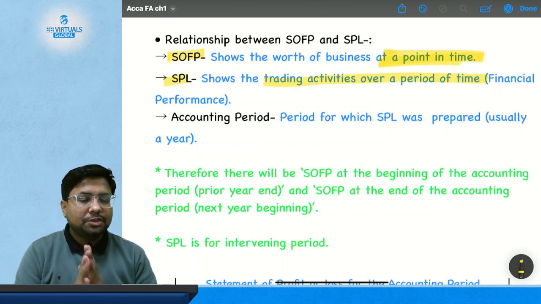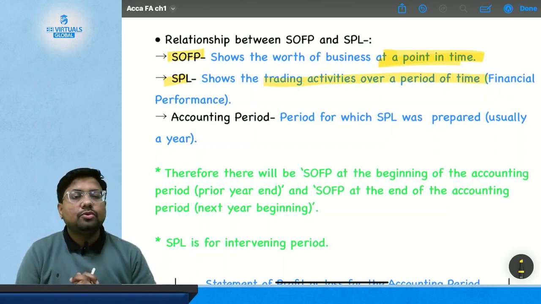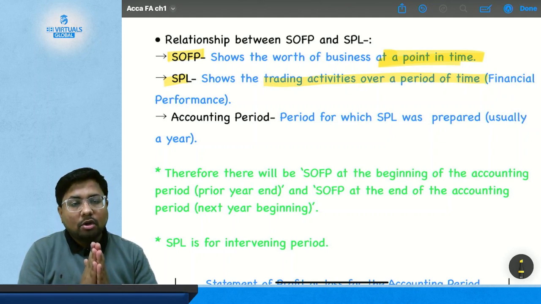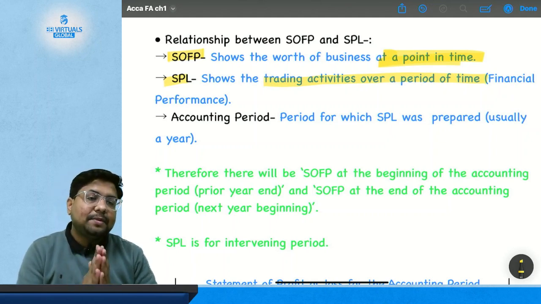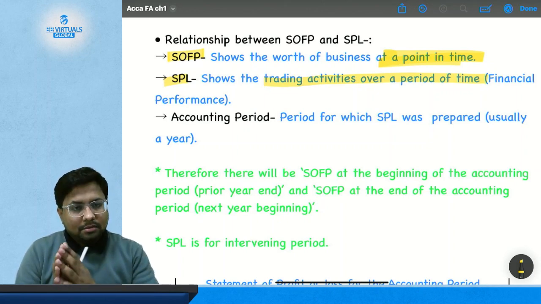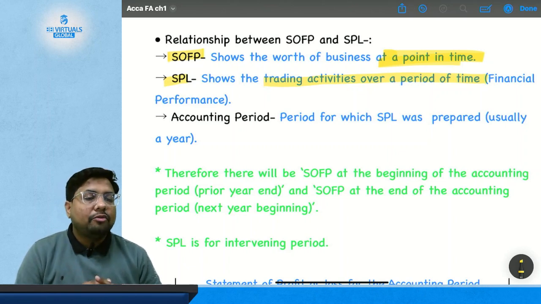So the statement of financial position will show you assets, liabilities and owner's equity or capital for a particular date or a particular time. But SPL will show you financial performance in the form of profit or loss for a period over time.